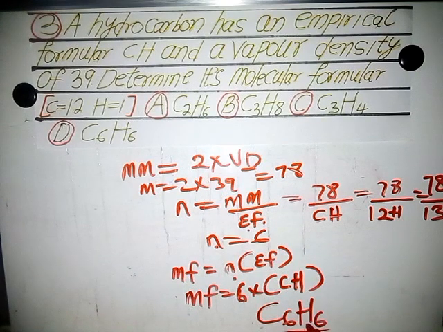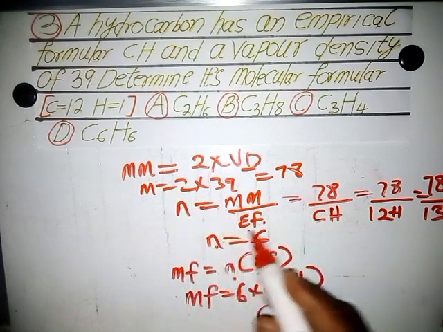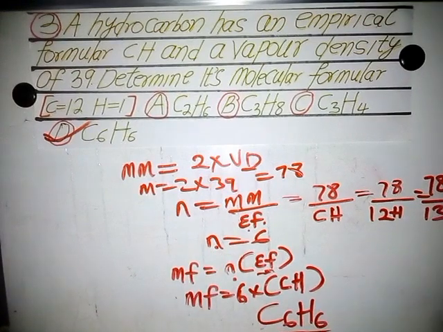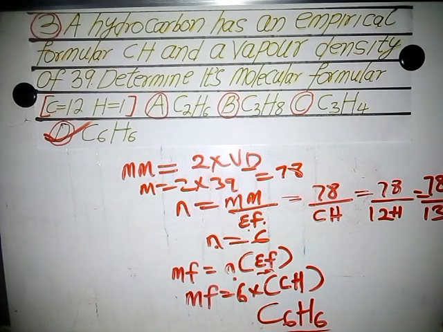In order to calculate the molecular formula, you have to know the empirical formula. Don't forget these formulas. Depending on the question you are given, that will determine how you're going to go about it. So the answer is C6H6. C6H6 is benzene.